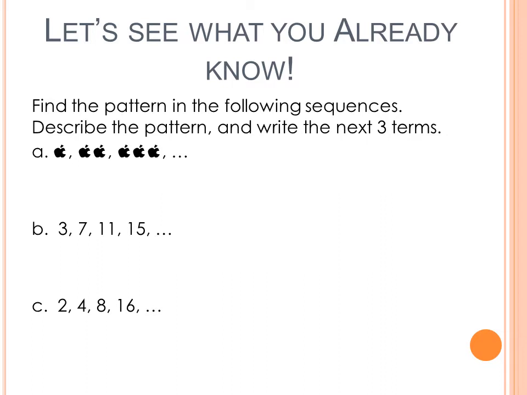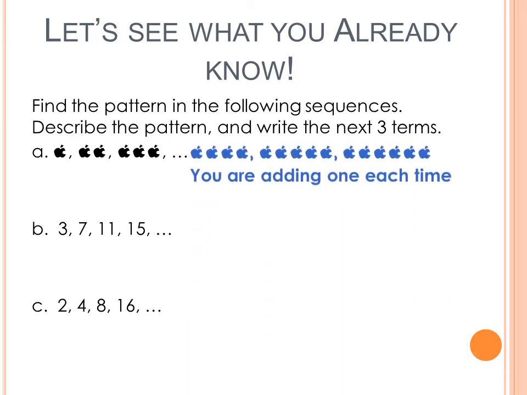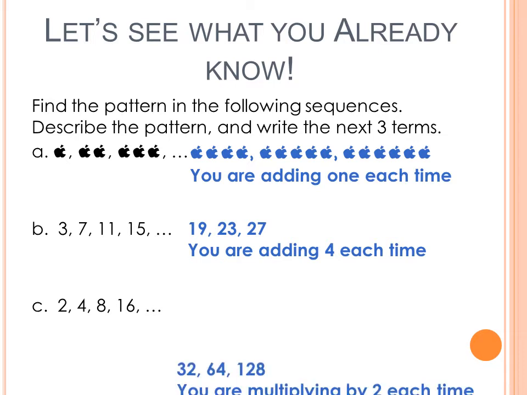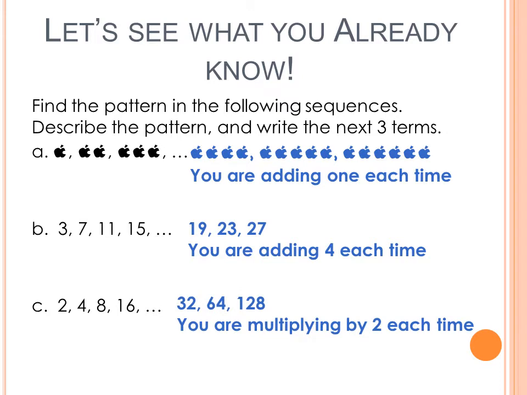Okay, let's see how you did. For the first one, you should have written that you are adding 1 apple each time. So the pattern would continue with 4 apples, then 5 apples, and then 6 apples. For B, you are adding 4 each time. So the next three terms in the sequence would be 19, 23, 27. For C, you are multiplying by 2 each time. So the next three terms would be 32, 64, 128.